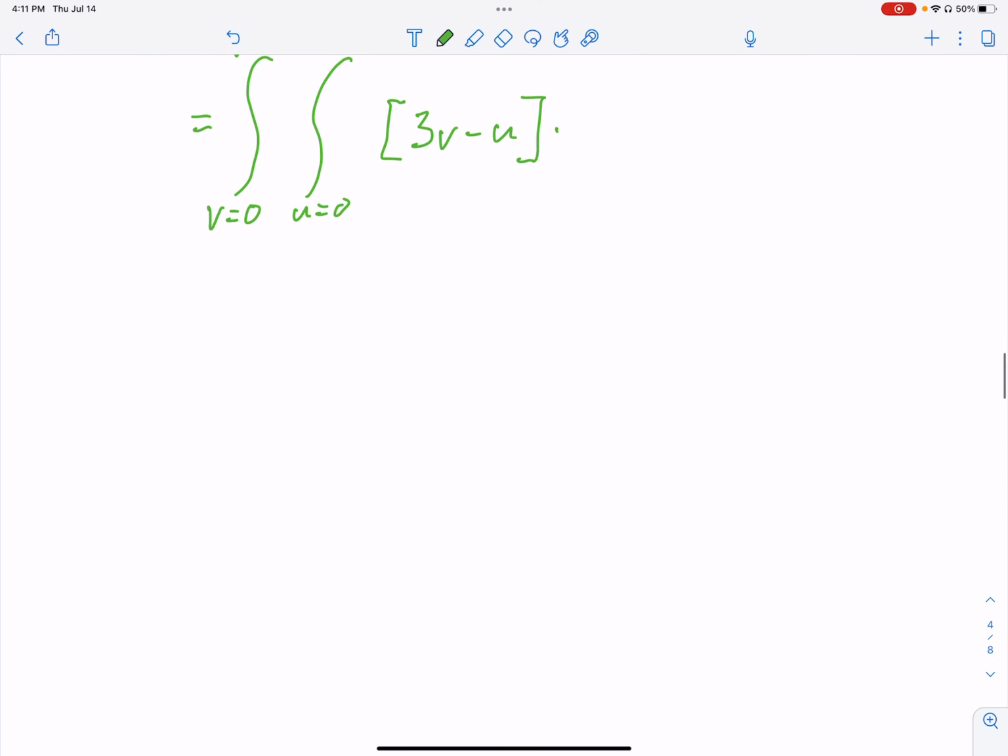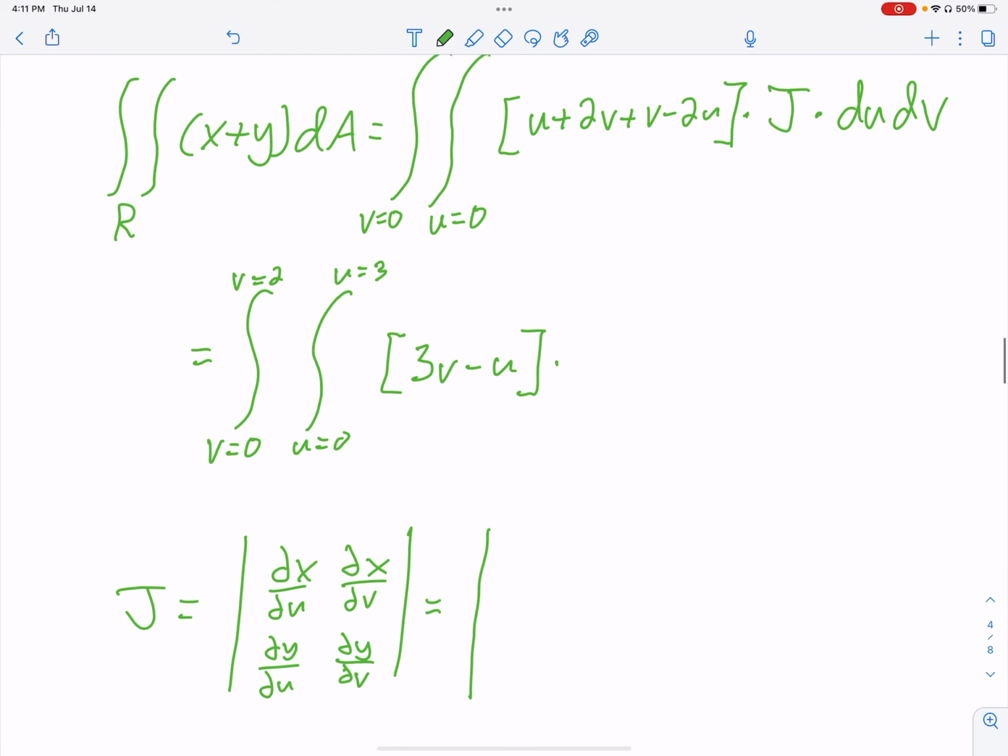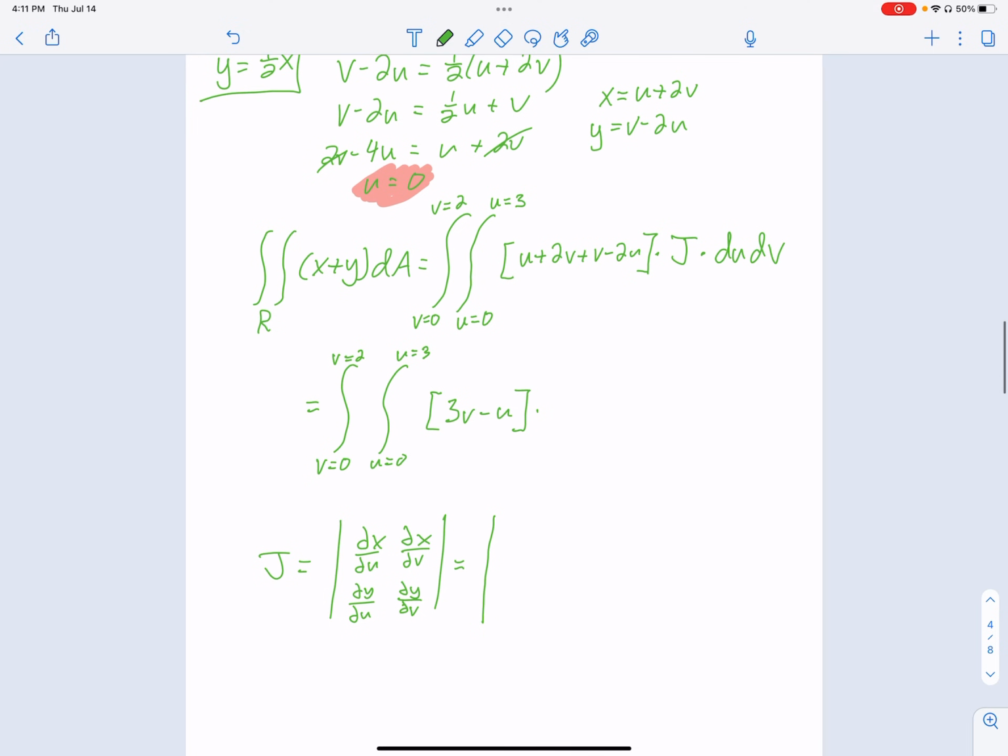Now I have to find that Jacobian. The Jacobian says to take the partial of x with respect to u, partial of x with respect to v, partial of y with respect to u, partial of y with respect to v, and find the determinant. I have x and y right up there. The partial of x with respect to u is 1. Partial of x with respect to v is 2. Partial of y with respect to u is negative 2. Partial of y with respect to v is 1. If I do this, I get 1 minus negative 4, which means my Jacobian is a nice pretty 5, times du dv. There is my complete setup.